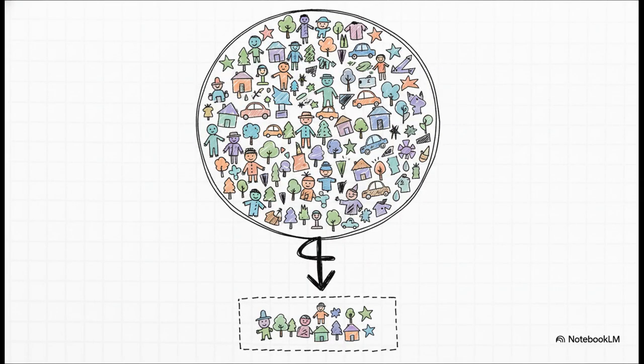So to put it a little more formally, the population is everyone, or everything you want to study. It could be every single voter in a country, or every light bulb made in a factory. And since it's usually impossible or just way too expensive to check every single one, we pick a sample, a smaller, manageable group that hopefully represents the bigger population.